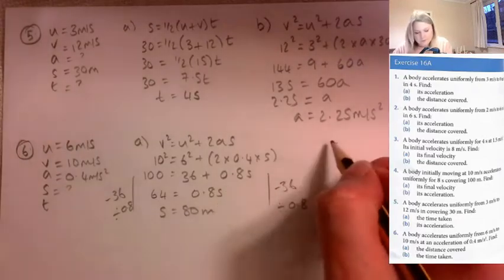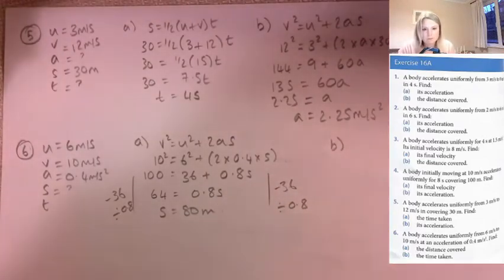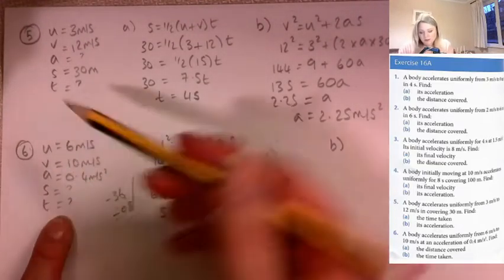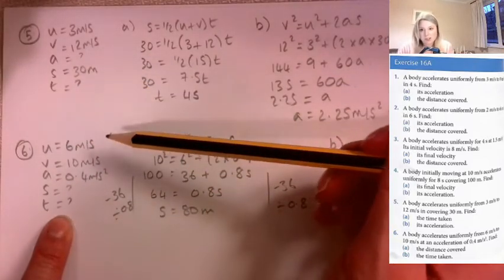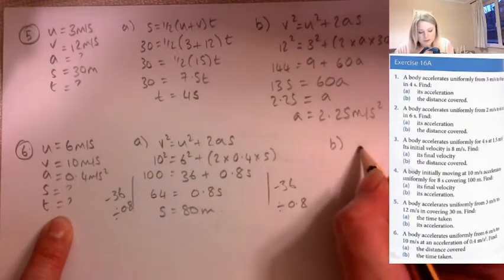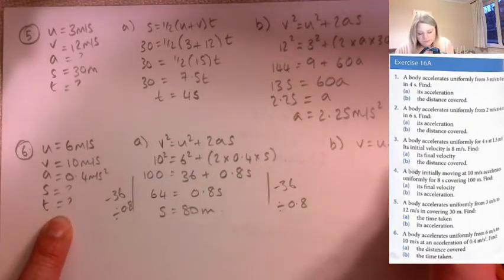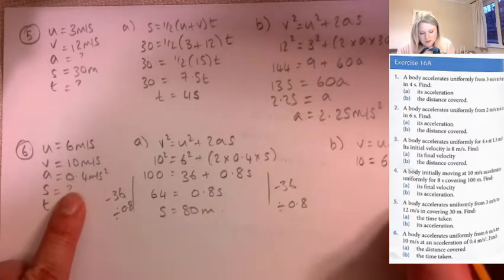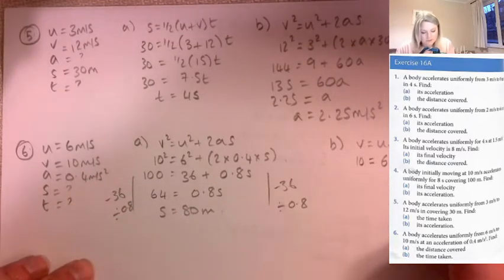Yep. Okay, and then B is asking me for the time taken. So I can use any of my equations here. The information that the question originally gave me was U, V, A, and I'm looking for T, so V equals U plus AT. So V is 10, U is 6, A is 0.4.